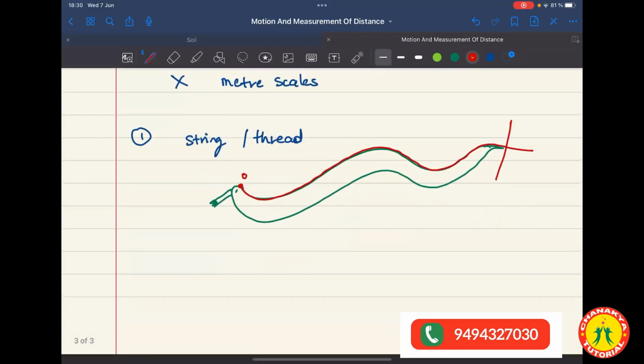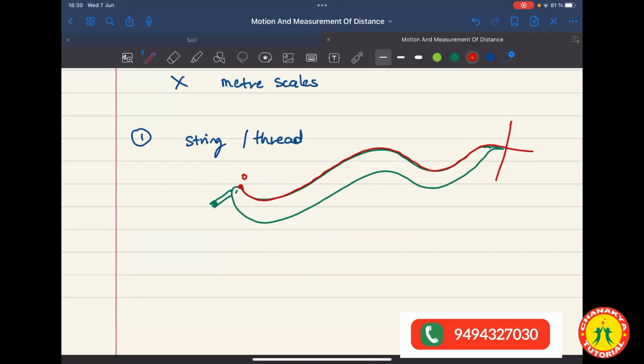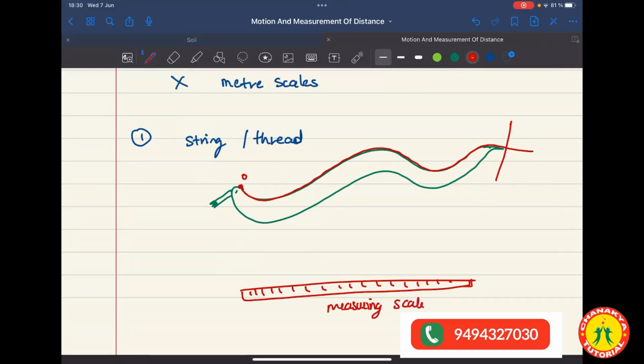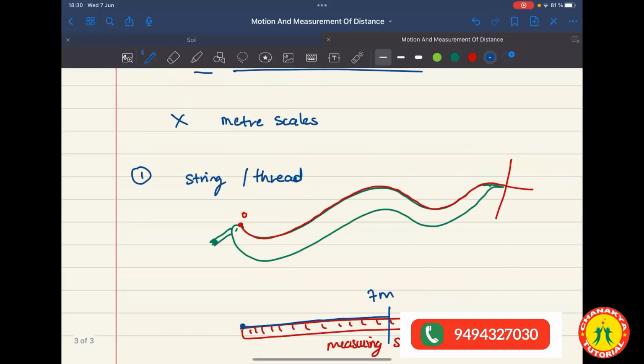So after you're done measuring the snake like this, you're going to take a scale and you're going to take this thread. Again, you're going to place it on top of the scale to avoid zero error. I'm making the thread blue to differentiate. You're going to measure it. You know that it comes till here. So you will check it from here. It is 7 meter long, or 2 meter long or 3 meter long. This is how you will measure it. This is the first method. Is it clear?